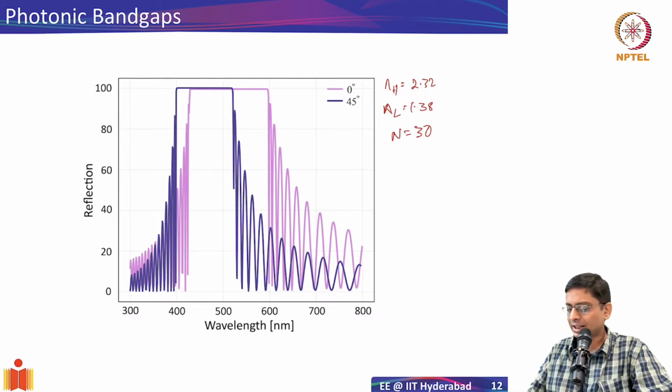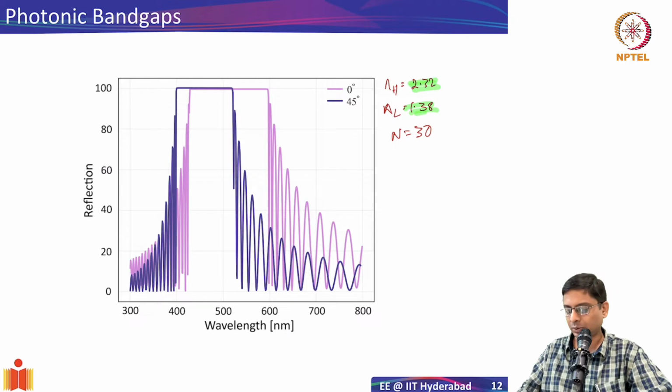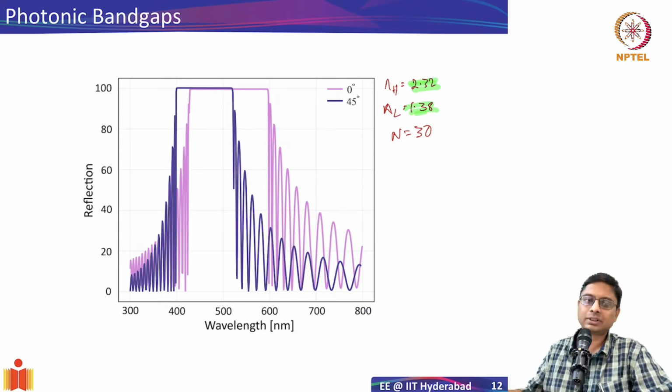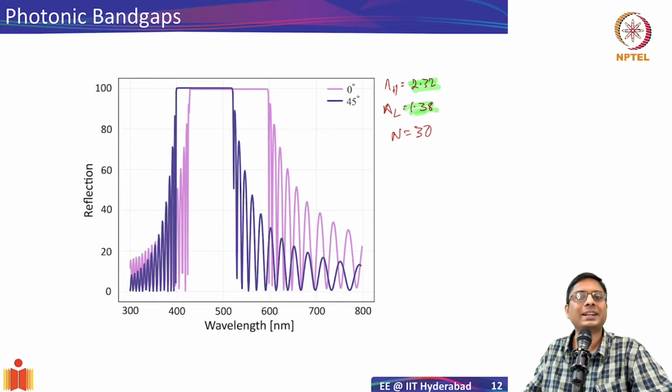So essentially we have a stack of layers of high index and low index, specifically 2.32 and 1.38, and there are 30 of these unit cells which are repeated. And if you look at the reflection of this structure, it looks like what is shown on the figure here. The prominent aspect here, I said, was the formation of band gap.